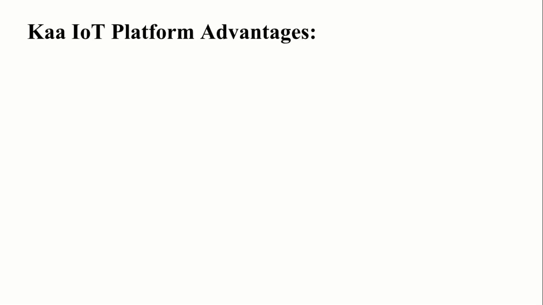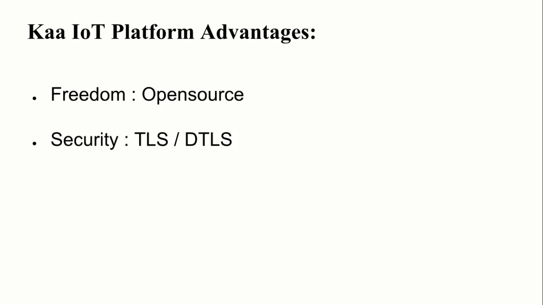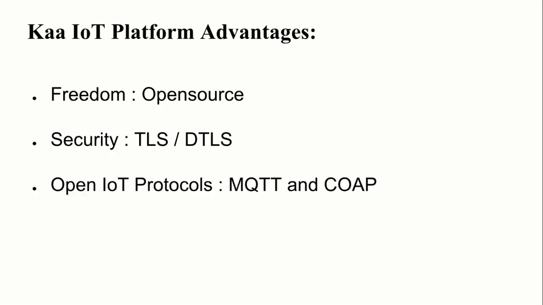Next, we will see the advantages of the Kaa IoT platform. Freedom. Yes, of course, Kaa is an open source platform, so we are free to deploy Kaa service anywhere we prefer. Security. By default, Kaa communication with the device is secured with TLS or DTLS encryption. Open IoT protocols. The Kaa platform supports messaging with the device via MQTT and CoAP. These two are widely used IoT protocols.